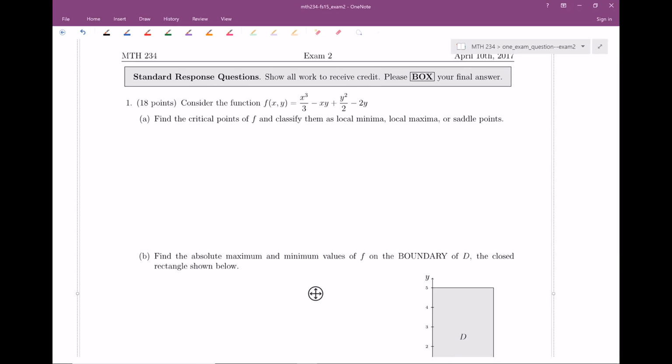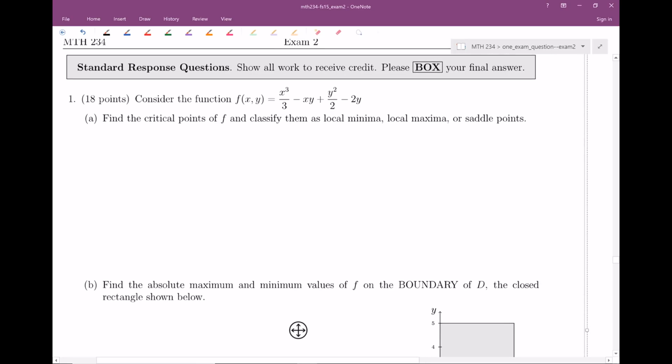Part A is find the critical points of F, classify them as local mins, maxes, and saddle points. And then part B, we want to find absolute mins and maxes on the boundary. And this is all in caps, right? Boundary of D, so not necessarily interior, but just the boundary. All right, so let's go ahead and get started here. We're going to do part A. We're going to find and classify some critical points.